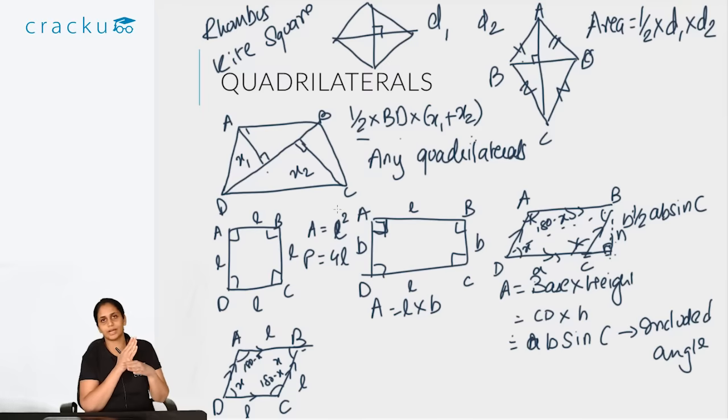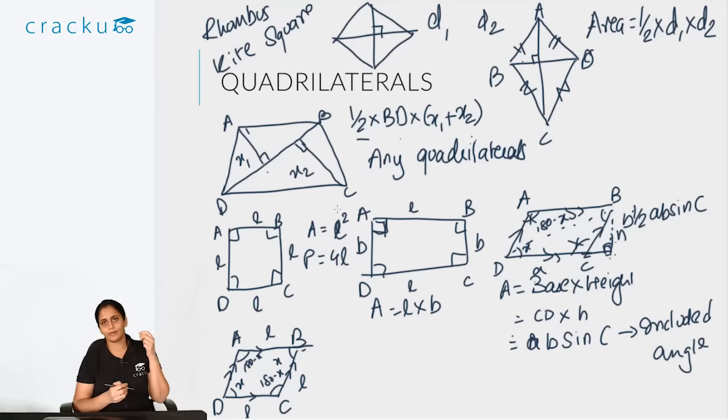Whenever the diagonals intersect each other at right angles, the area of the quadrilateral will be half into d1 into d2. Now, for a rhombus or a square, the diagonals intersect each other at right angles, but not all quadrilaterals whose diagonals intersect at right angles are necessarily these. So it is not a necessary and sufficient condition as such.